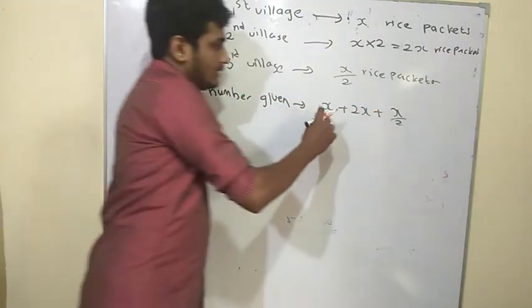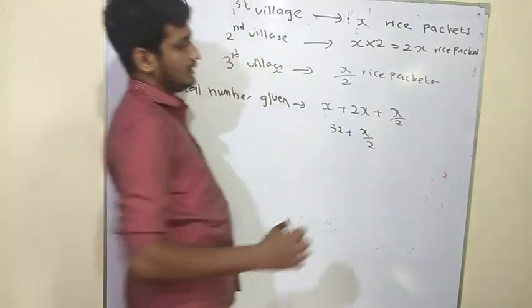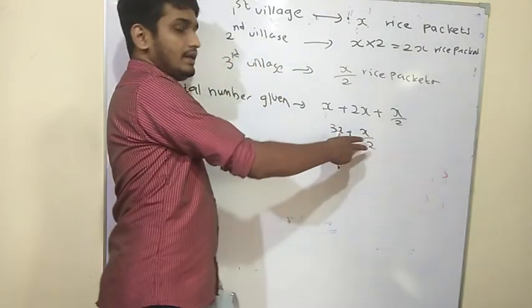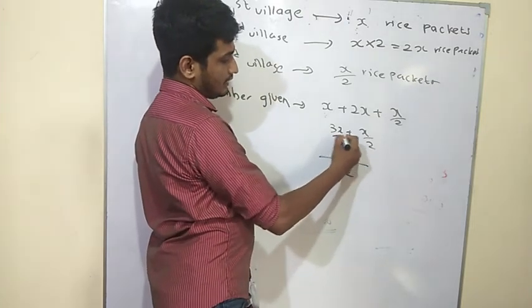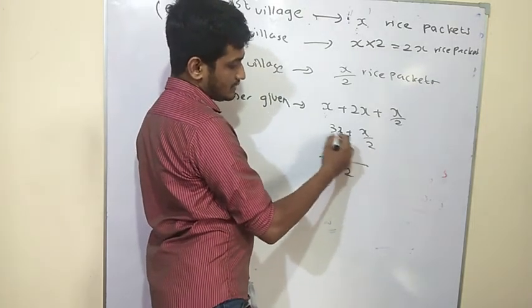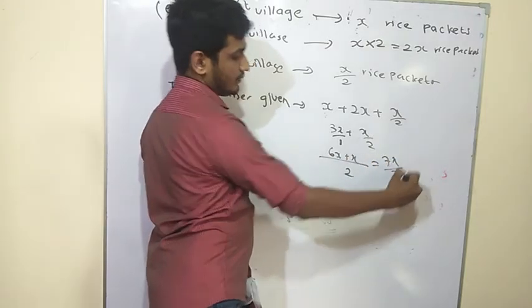Find the addition first. 2X plus X means 3X, plus X over 2. Now here you can find a normal number and a fraction, so you can take the common denominator as 2. What is the answer then? 2 times 3 is 6X, plus X means 7X over 2.